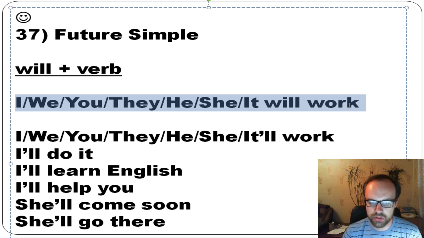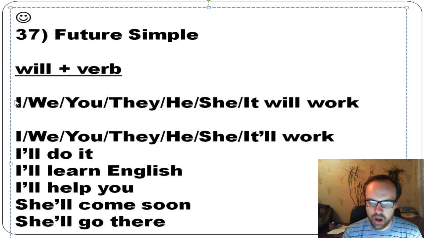Or you can use a short form. You know that we often use a short form in an English conversation. Look, I'll work. Really, you can say I will work or I'll work. We will work or we'll work. And you'll work, they'll work, he'll work, she'll work, it'll work. I'll do it, yeah? So we often hear not, I will do it, but I'll do it. It's normal, it's okay for spoken English. It's okay for speaking, right? I'll learn English. I'll help you. She'll come soon. She'll go there.